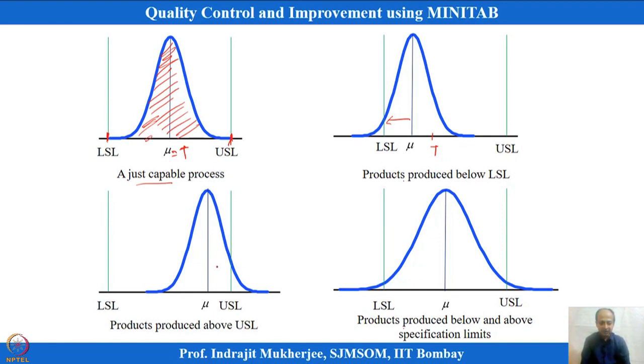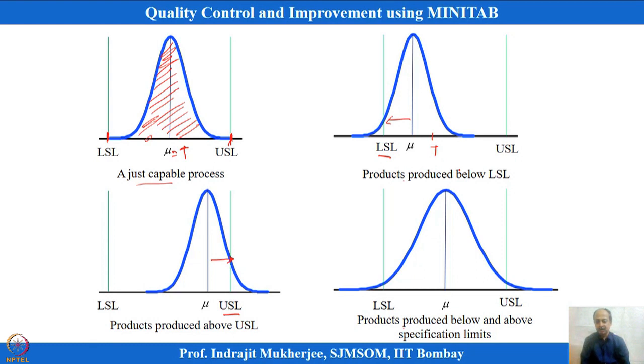Similarly, what you see over here is that I am moving away from the target towards the upper specification. So I am moving to one end of the customer-given specification. This is known as the upper specification limit, and this is known as the lower specification limit, set by the designer. This is different from the upper control limit and lower control limit. Control limits are defined by the process variability and process centering, the process mean, while USL and LSL are defined by the designer.